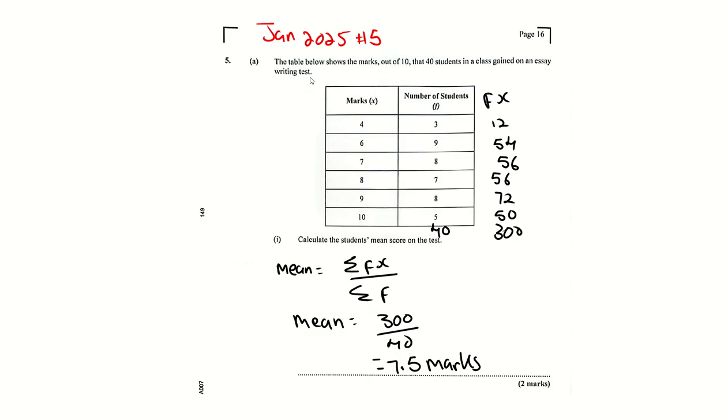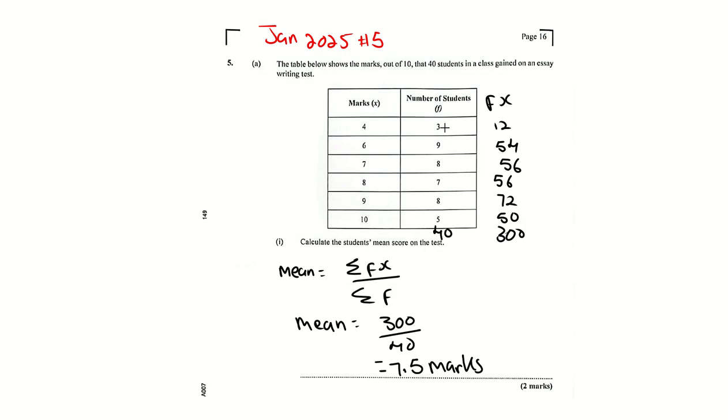Okay, let's go on to the next question, which is determine the modal mark. Now your modal mark is your most popular. Which was the most popular mark? That's the one that got the most amount of students, which is 9 students, who got 6. So your modal mark would be 6 marks. Then they want the median mark.